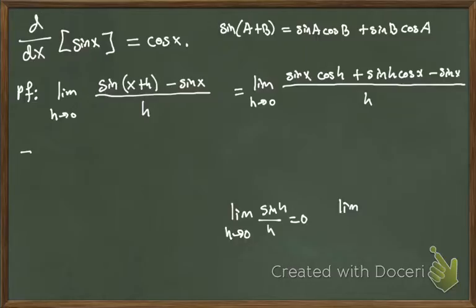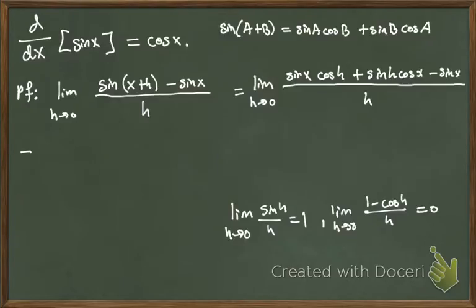It's not 0, it's 1. The other one is 0. The limit as h goes to 0 of 1 minus cosine of h over h, that one's going to be 0. So we're going to use these two special limits here, but we've got to extract them out of this.